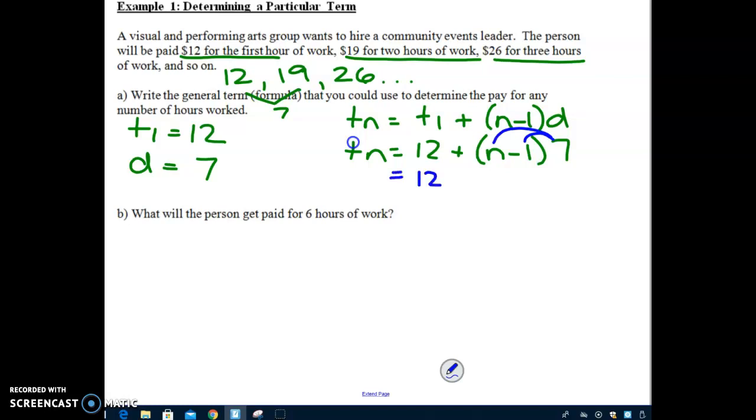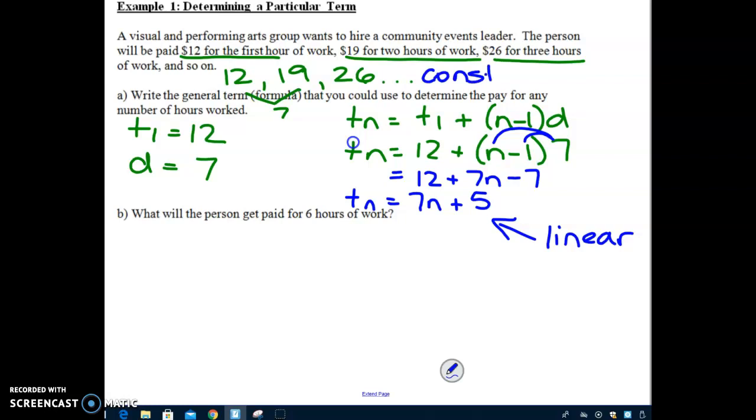So I'm going to multiply that 7 in to get 7n minus 7. When I combine the minus 7 and the 12, I get 7n plus 5. So Tn equals 7n plus 5. Again, notice that this is linear because all of these terms are going up by the same constant amount each time, which is exactly like a linear function.